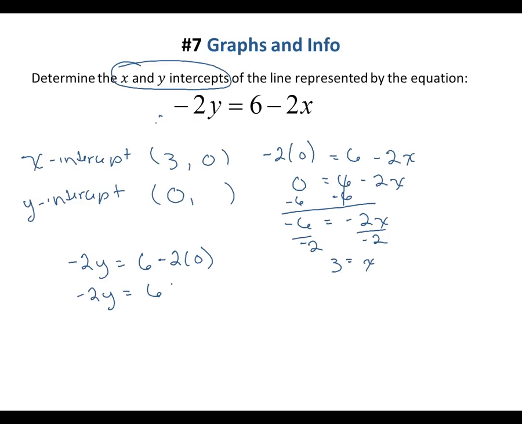You guys all with me? What's the next step? Divide by negative 2. So what was it? Positive 3. Okay, so this is the x coordinate for the x intercept. We're going to do the same thing for the y intercept, except now, where's the 0? For the y intercept, which coordinate is 0? The x coordinate is 0.